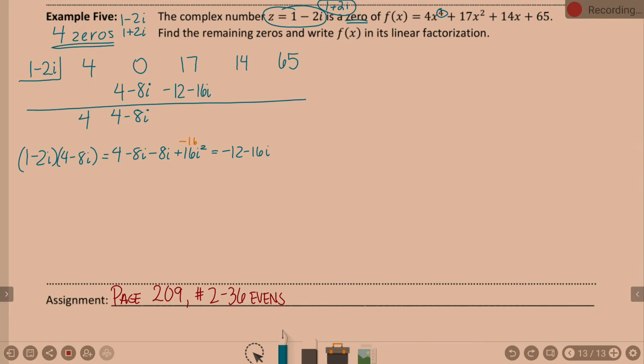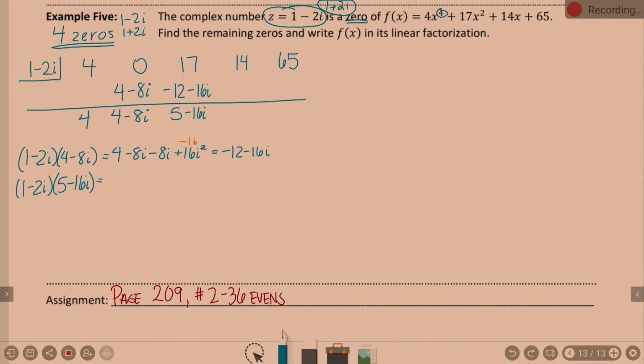We're adding 17 and negative 12 minus 16i. 5 minus 16i. Good. You're adding like terms, yes? 17 and negative 12 are constants. So 17 plus negative 12 is 5. Carry down the negative 16i. Now what? Distribute. Do it again. We get to multiply again. This time, it's 1 minus 2i times 5 minus 16i. So I'm going to FOIL.